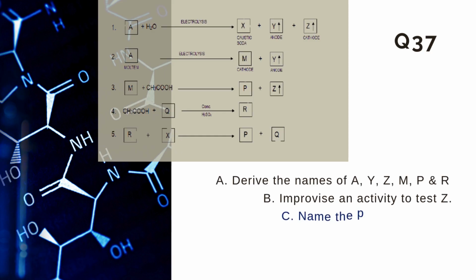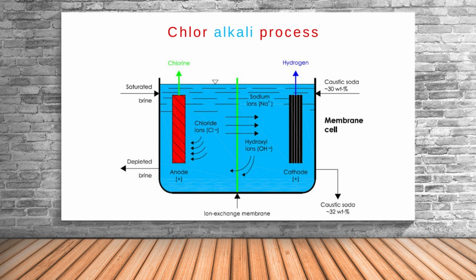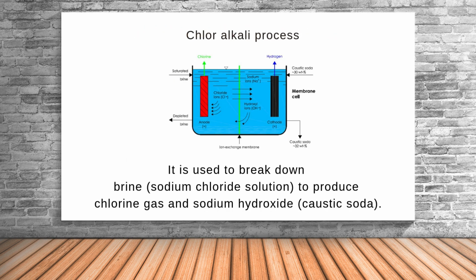Next is: name the process in which compounds X, Y, and Z are formed from A. Justify your response. Well, this process is called the chloralkali process. It is an industrial method that uses electricity to break down brine, that is sodium chloride solution, to produce chlorine gas and sodium hydroxide, that is caustic soda.